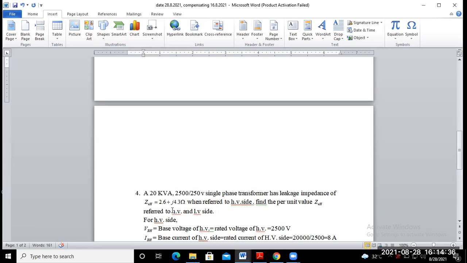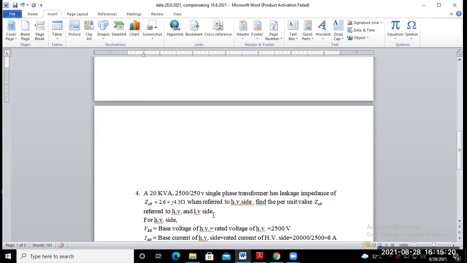HV side, that means high voltage side. Find the per unit value of ZEH referred to the high voltage side and low voltage side. Okay, so try to read this problem once more and observe what you require to find out here. The equivalent leakage impedance on the high voltage side is given, and you require to find out the per unit equivalent leakage impedance referred to the high voltage side and referred to the low voltage side.